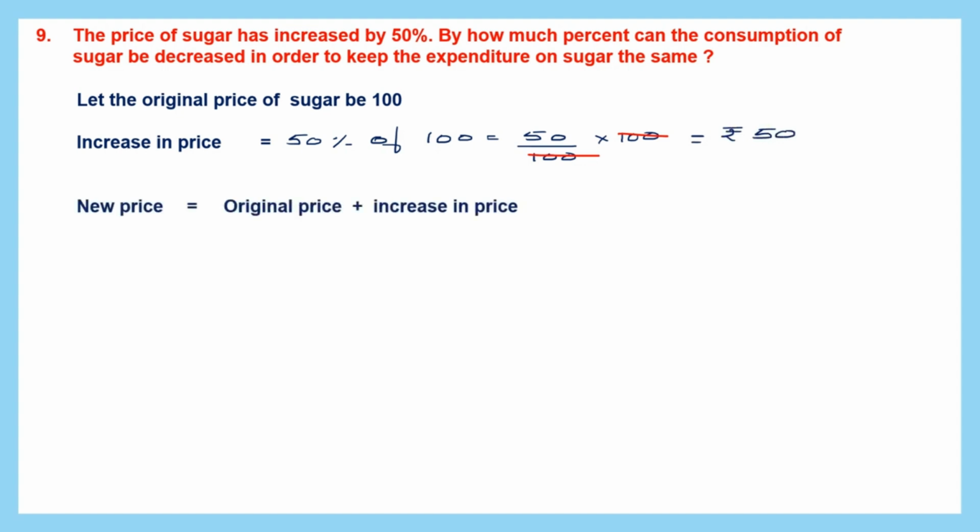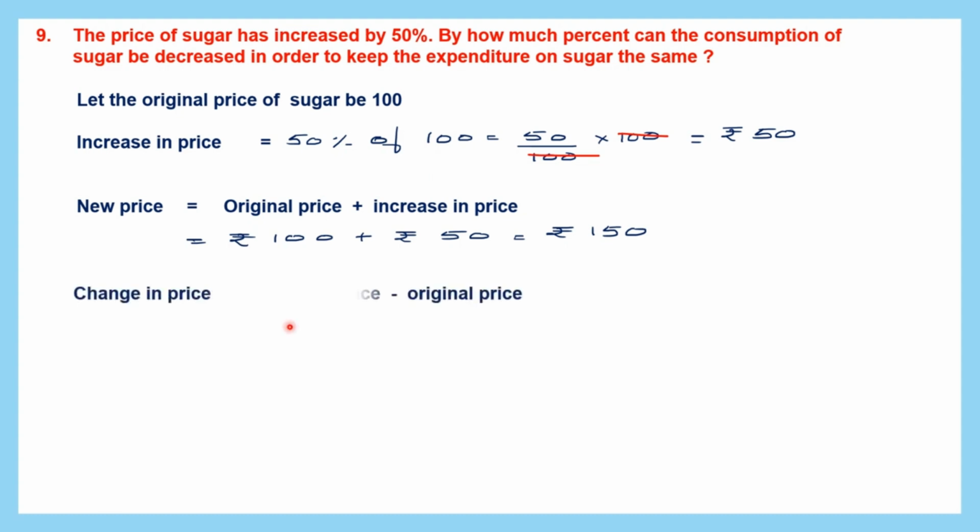Then the new price will be the original price, which is 100 rupees, plus the increase in price. So let's do that. That is, the original price is 100 plus the increase in price is 50. So together it adds up to 150 rupees. So this is the new price of sugar. Now the family wants to spend only 100 rupees. So they have to reduce how much of sugar they are using. So how do we do that? What is the percentage by which they should reduce their consumption?